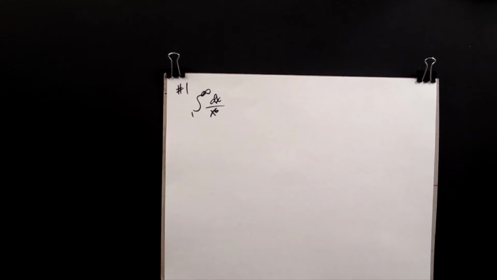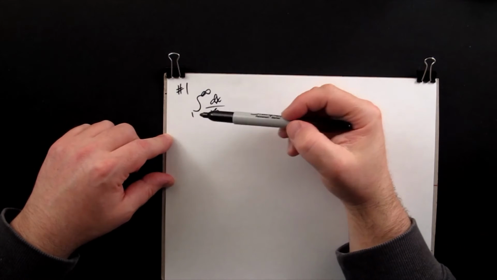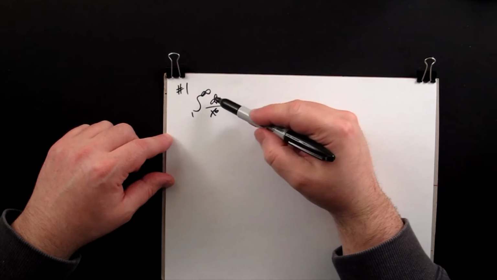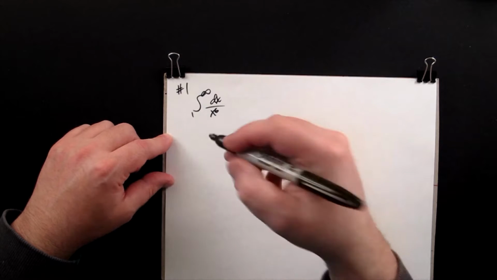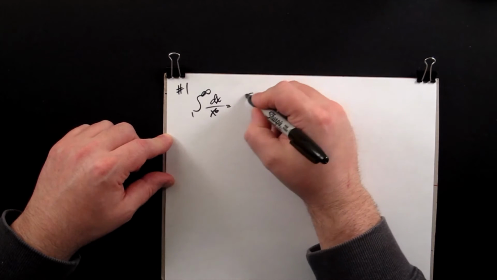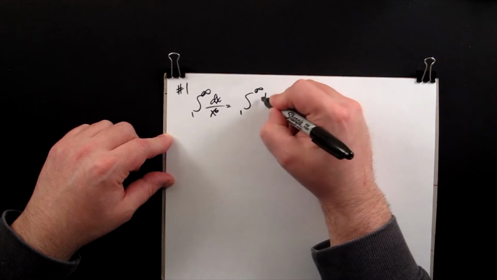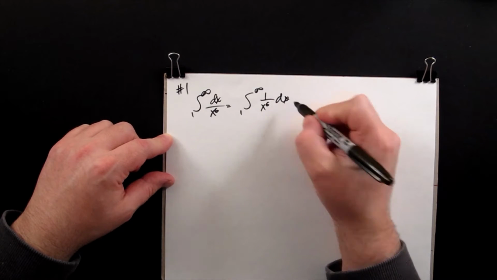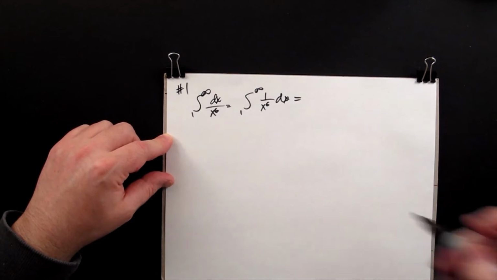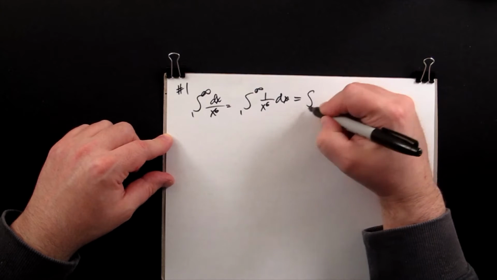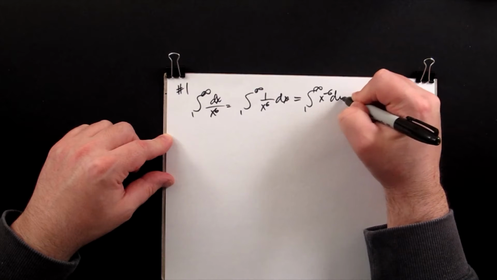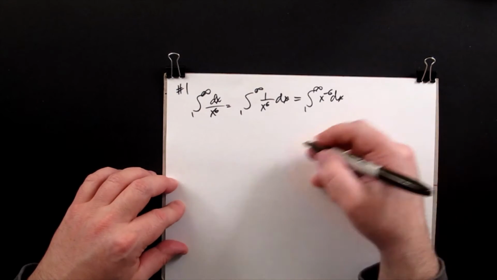Example 1. This is the indefinite integral from 1 to infinity of dx over x to the 6th. So this is really 1 over x to the 6th dx. You can think of it that way. But pull that up. So this is x to the minus 6 dx. This is now the x to the n rule.